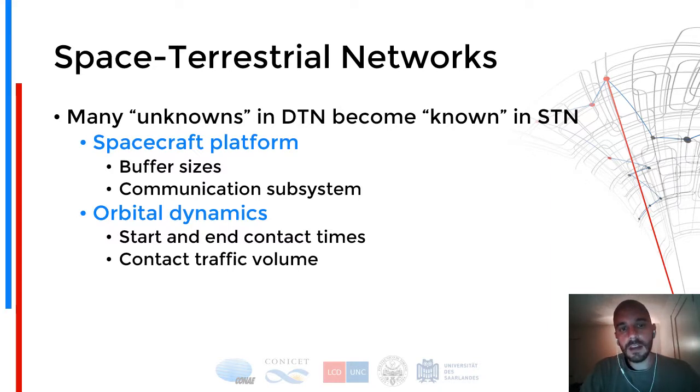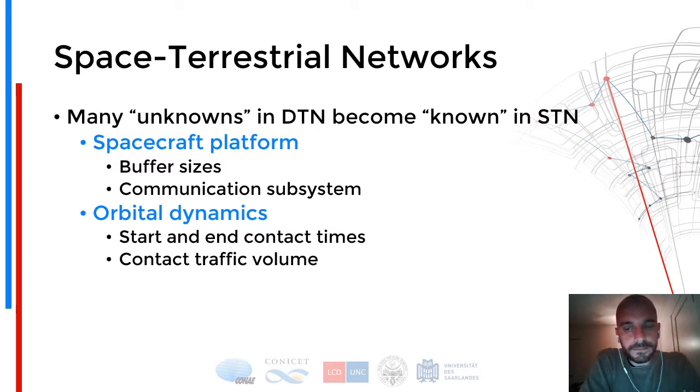One of them is that we have a very good idea of what the node properties are, what the buffer sizes of each of these nodes are, and what the communication subsystem characteristics are. You know what type of antenna they have, what distance they can communicate at, and what data rate they can get. You typically have all this information available in order to take decisions on routing and also on congestion. So you have all this information at hand for making good choices.